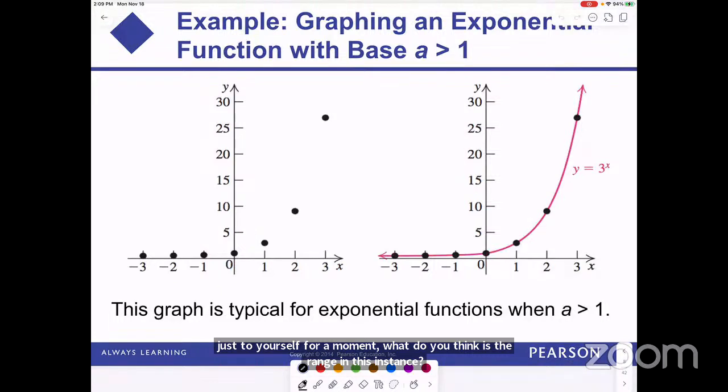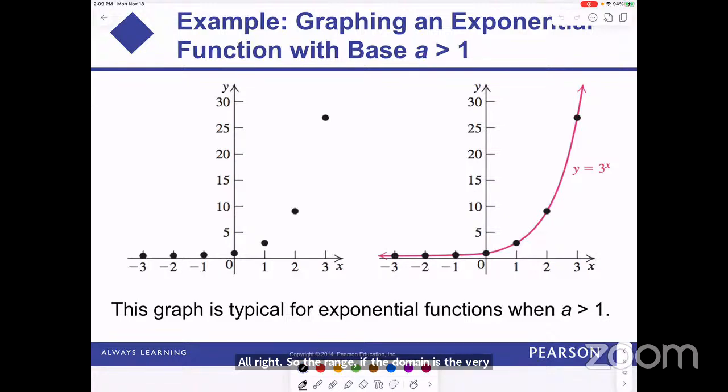All right, so the range, if the domain is the very left to the very right, then the range is going to be the very bottom to the very top.